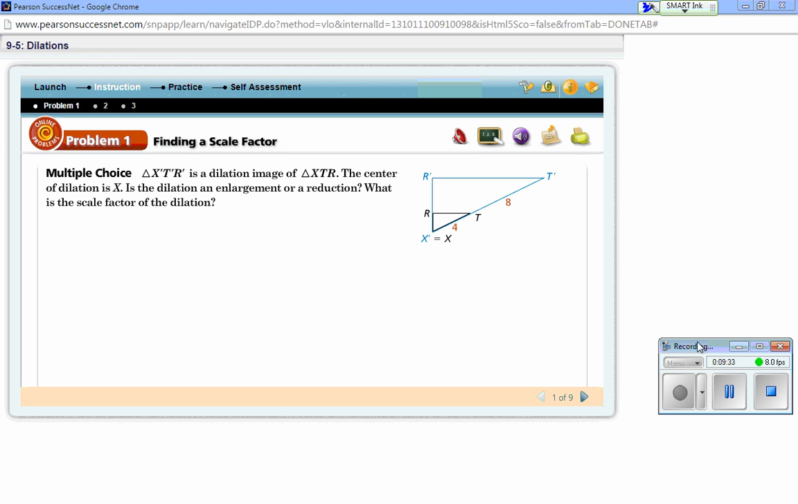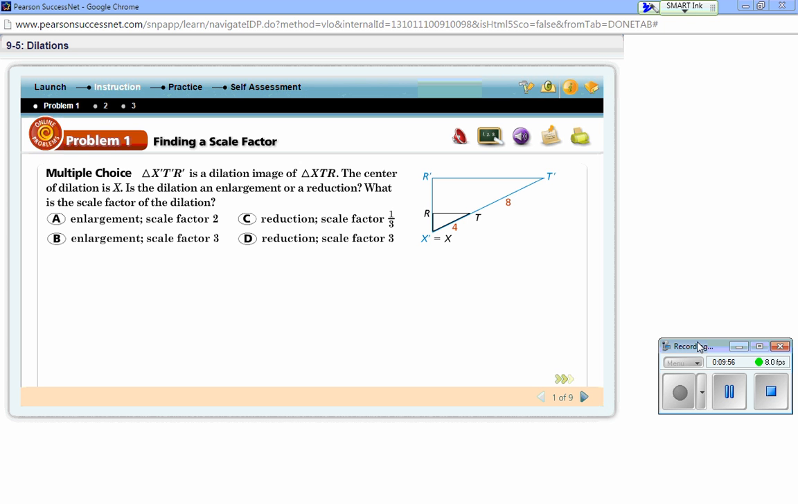Dilation an enlargement or a reduction? What is the scale factor of the dilation? Your choices are A, an enlargement with scale factor 2, B, an enlargement with scale factor 3, C, a reduction with scale factor 1/3, and D, a reduction with scale factor 3.